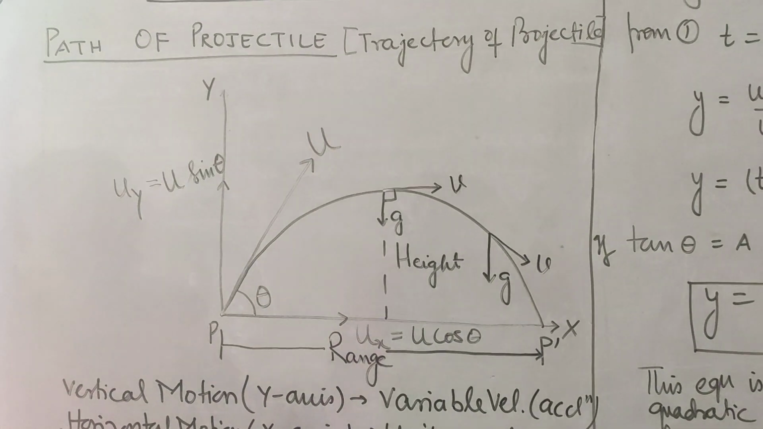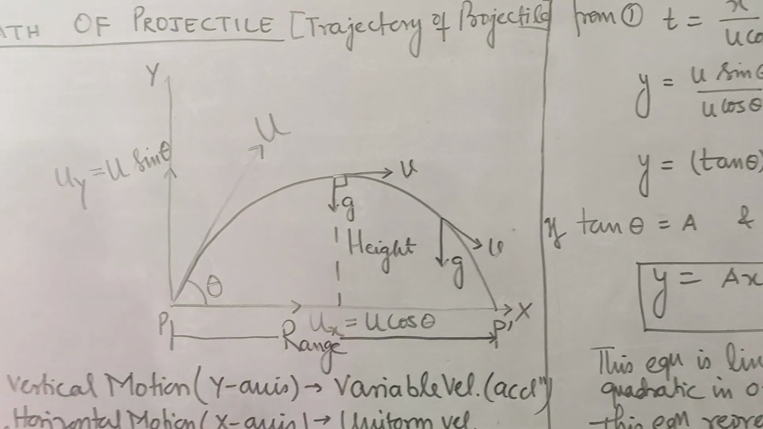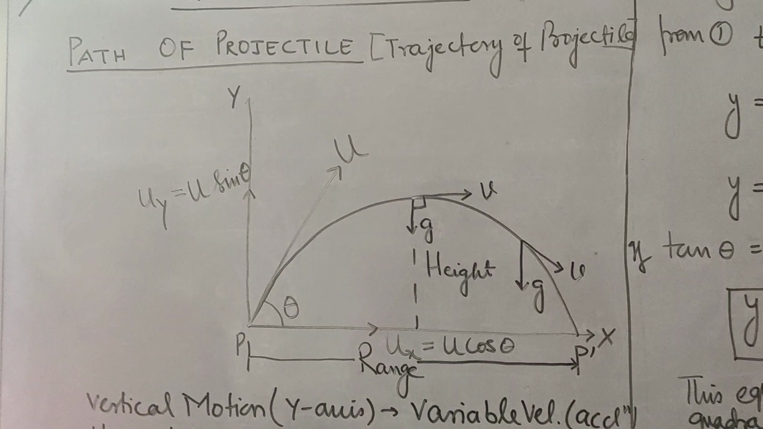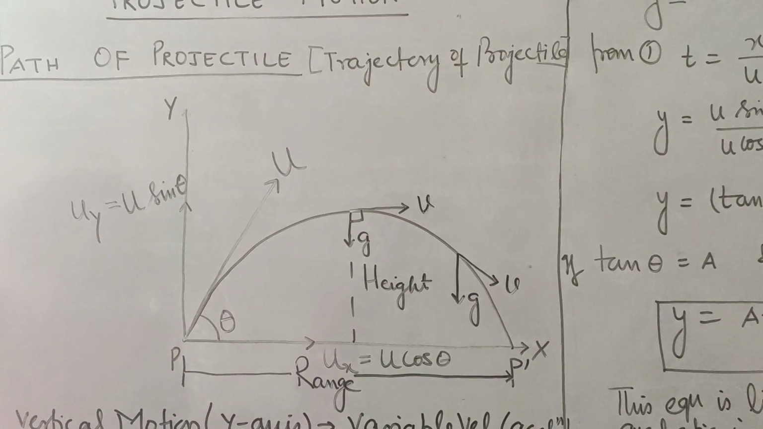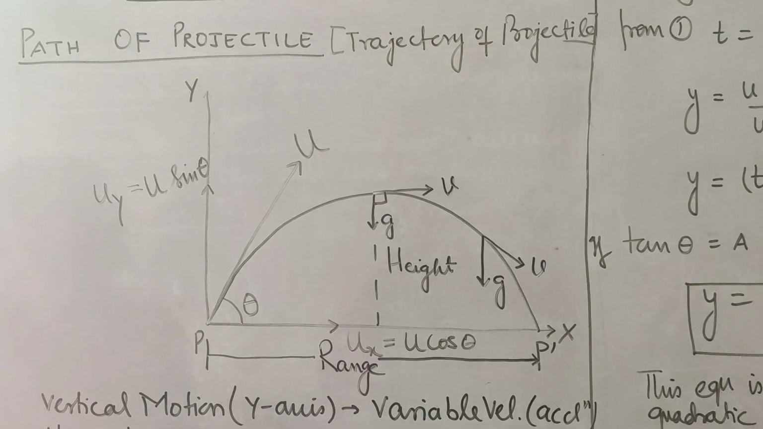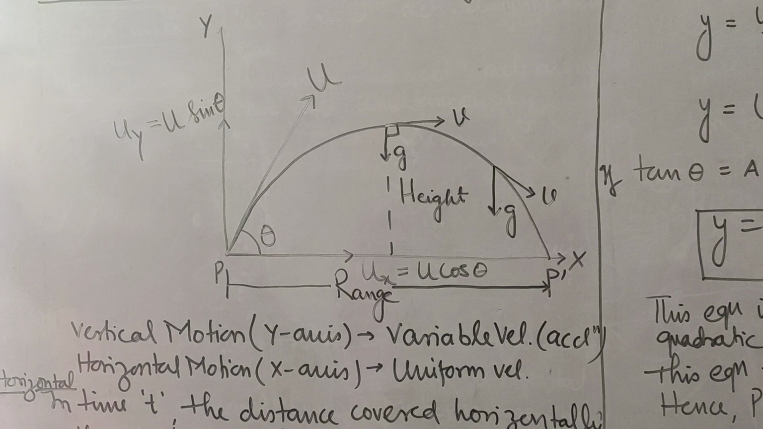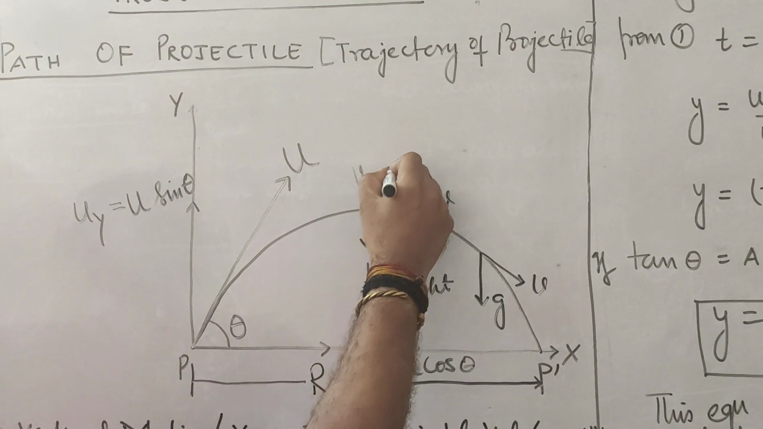Now at the highest point, velocity and acceleration are acting at perpendicular. That is, velocity and acceleration due to gravity are acting at 90 degree. Where at the highest point, what is the relation between velocity and acceleration? It is 90 degree. And at the highest point, vertical velocity becomes 0.